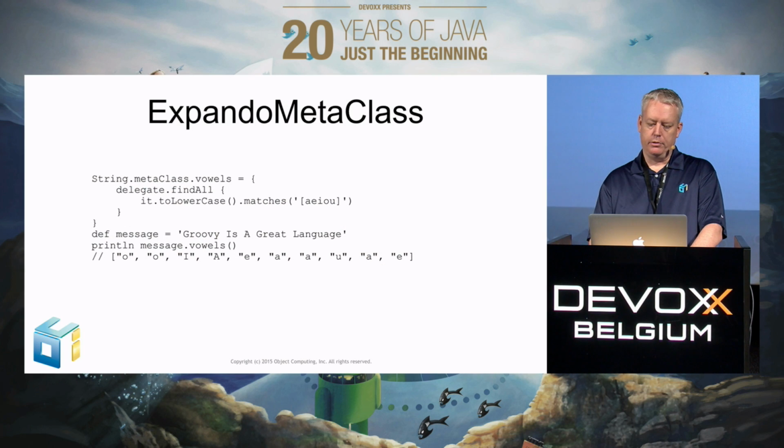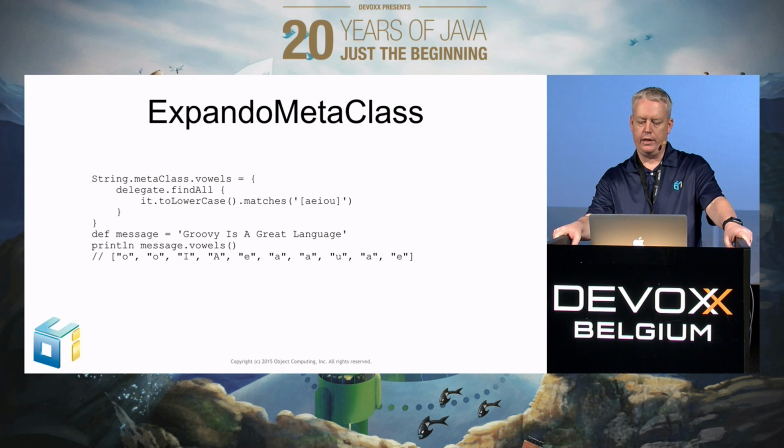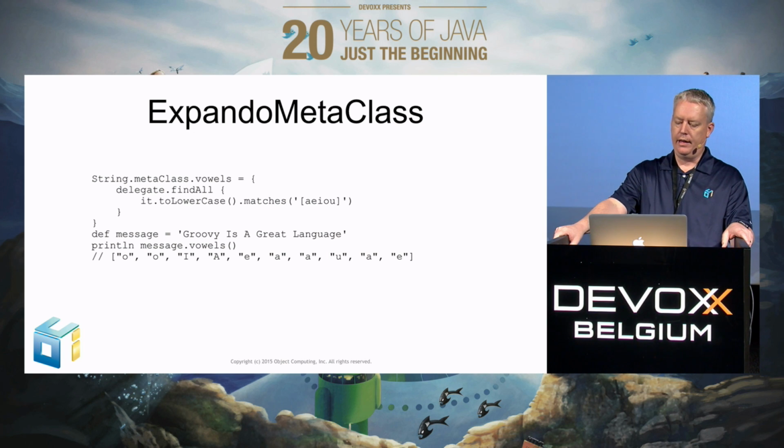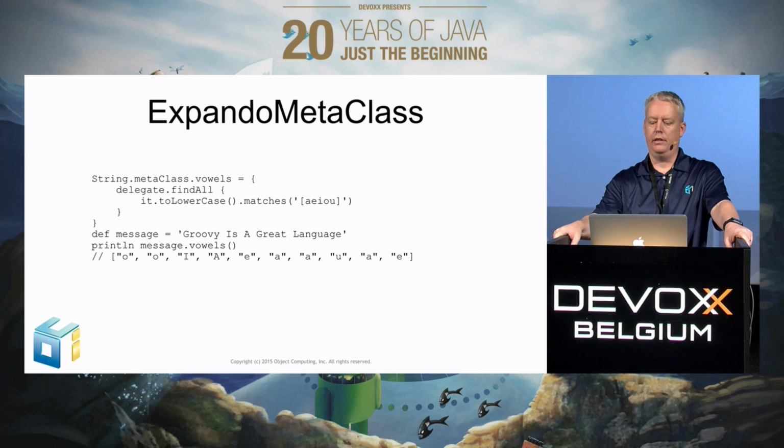So what is this example doing? This example is adding a method called vowels to the String class, and it's going to return a list of characters that is all the vowels that are in the string. So if I start with the string "Groovy is a great language", and I invoke the vowels method on that string, then I'll get back the list of vowels that you see there. All of the vowels that are in the string that I started with.